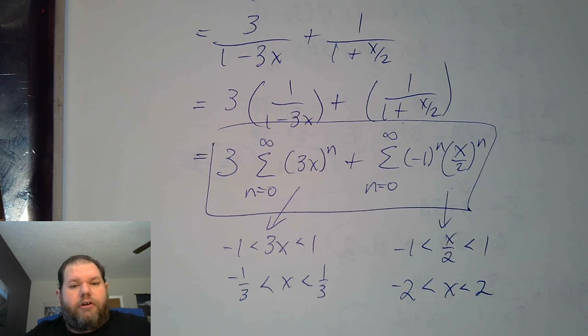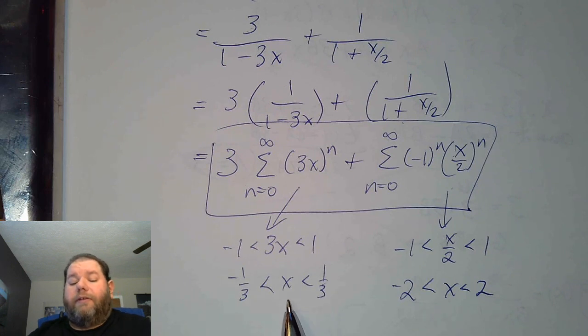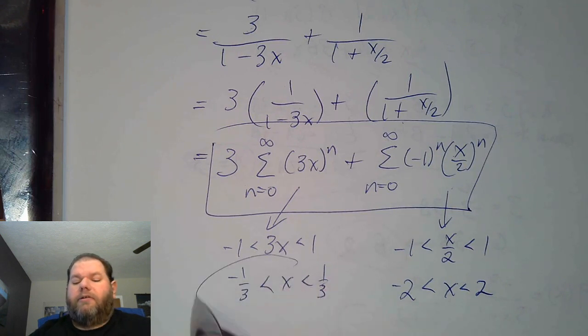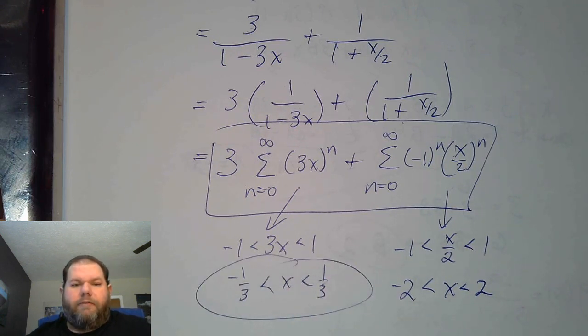Now, if we picture it on a number line, we want where the two things overlap. So where do these overlap on a number line? Well, this one's entirely contained inside this one, so this is where they overlap. This is the radius of convergence, or interval of convergence.